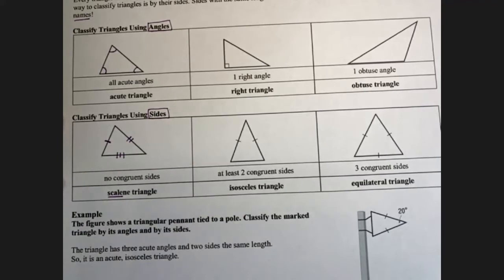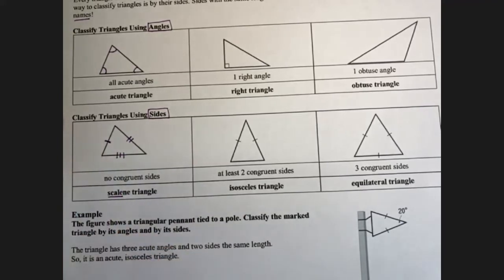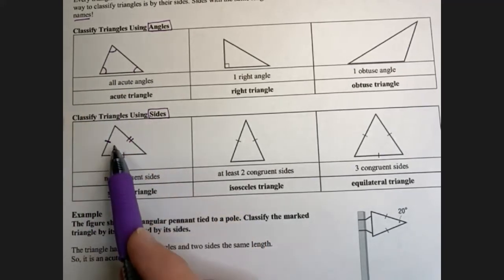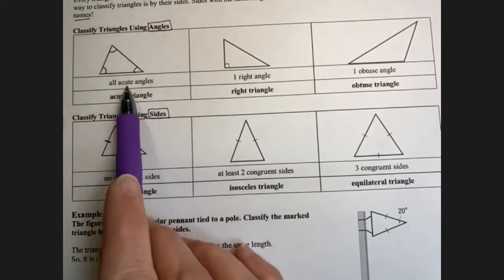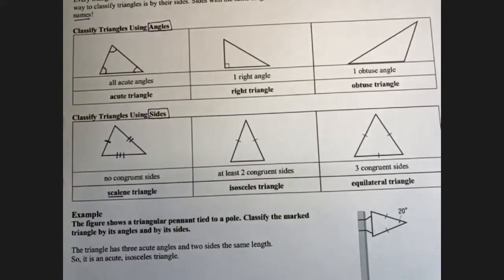All the scales are different sizes. So all the side lengths are different sides. So this is called scaling. Scaling. So these triangles are identical. So its first name is acute, its last name is scaling, acute scaling, and that's the name for that triangle.